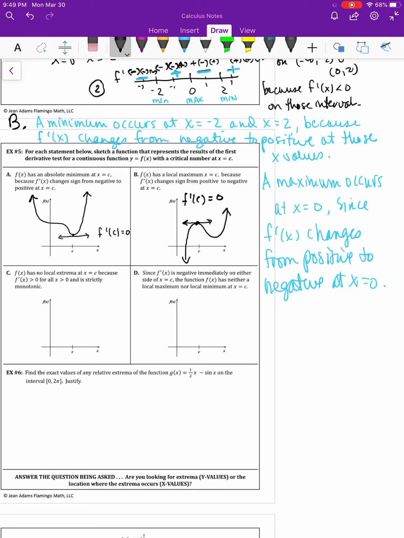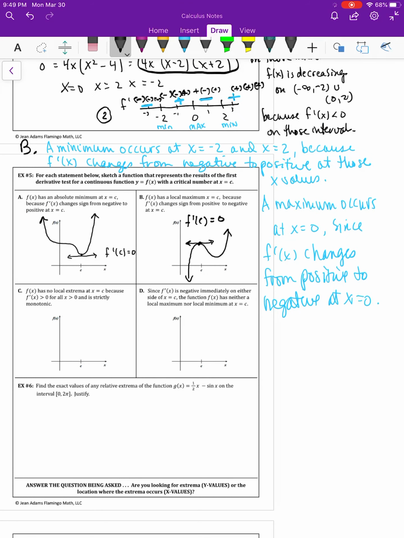Part C, f of x has no local extrema at x equals c because f prime of x is greater than 0 for all x and is strictly monotonic. Okay, so this would mean an always increasing function. Always increasing, but has a derivative at c.